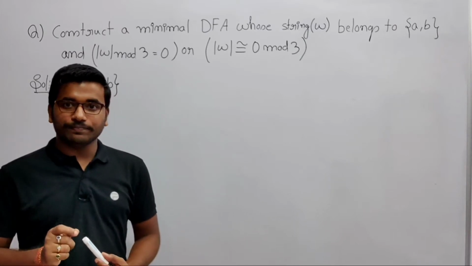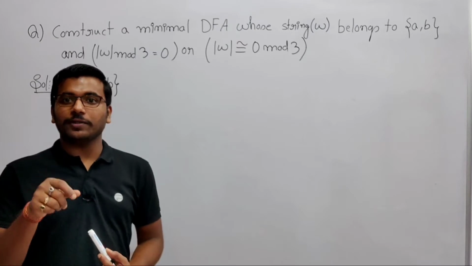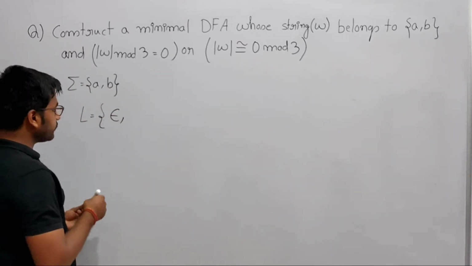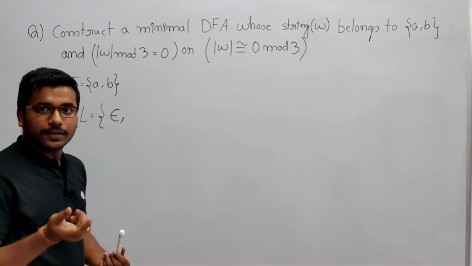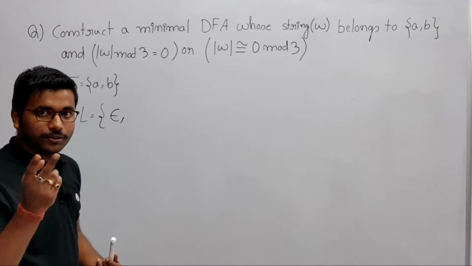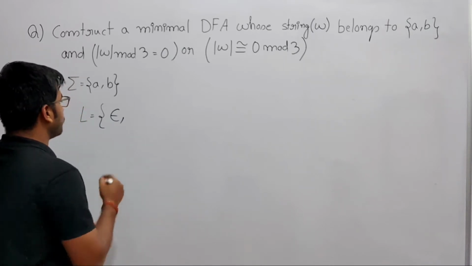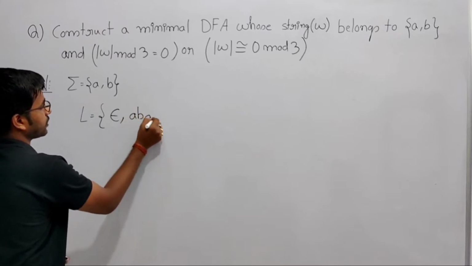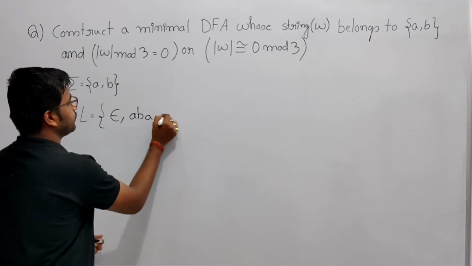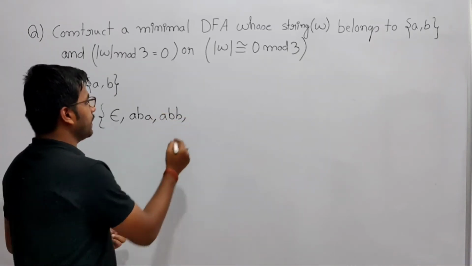Now epsilon, so we will always start from length 0, then 1. Epsilon has length 0, divided by 3 gives remainder 0, so epsilon belongs to this language. Then a, length 1, divided by 3 gives remainder 1. aa, length 2, divided by 3 gives remainder 2. So length 1 and length 2 do not belong to this language. aba belongs to this language, length 3 divided by 3 gives remainder 0. abb, length 3, divided by 3 gives remainder 0.